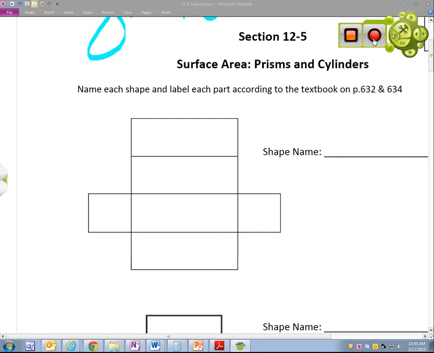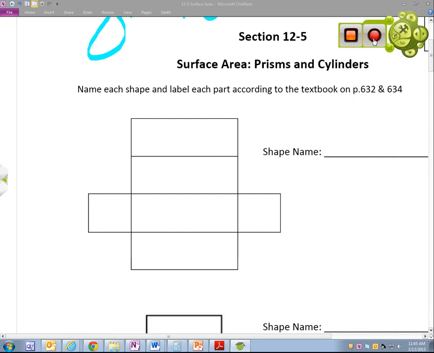Section 12.5, surface area of prisms and cylinders. This puts together the last three lessons that we've done where we did area of rectangles, we did area of circles, and we did area of triangles. When you put areas of those three shapes together, it creates a three-dimensional shape.